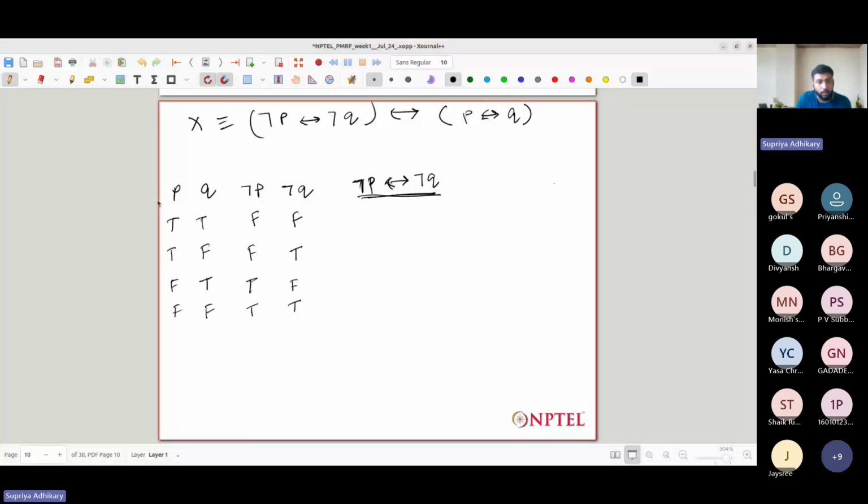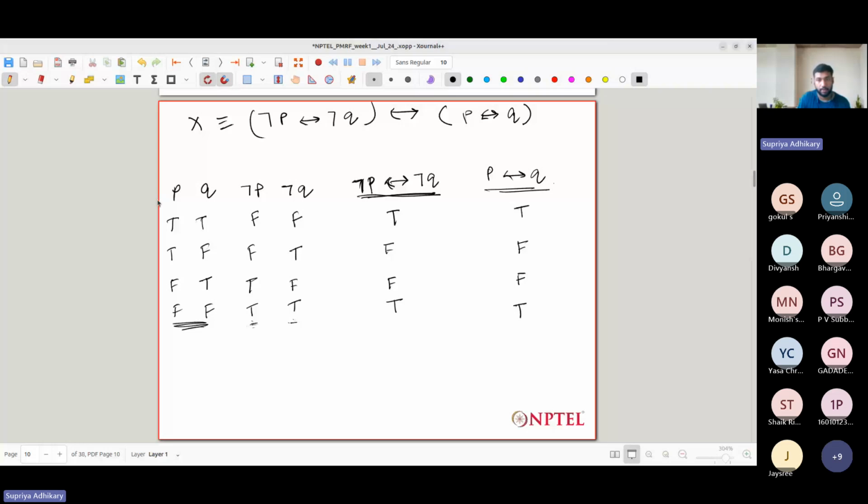Okay, so for negation of P and negation of Q, we can see that if both of them have truth assignment T, then we can also have truth assignment T. But for the rest of the cases, they should be false. Again, for P bi-implication Q, for the first case we have true. For second and third case, we would have false. And for the final case, since both of them are false, then it should be true.